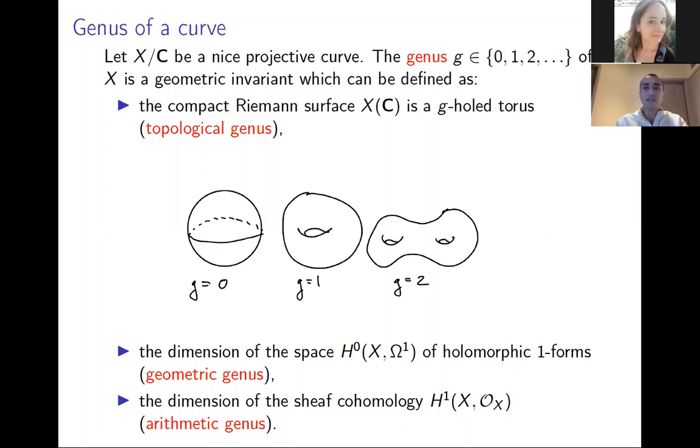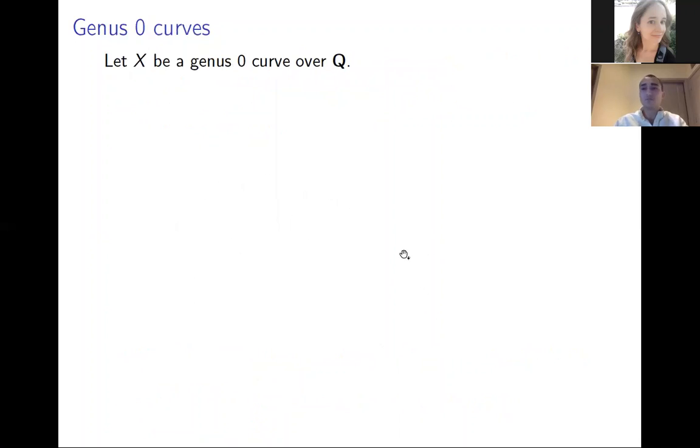So let's look at how the arithmetic of these genus g curves behaves. So let's start with genus 0. Let X be a genus 0 curve over the rationals.